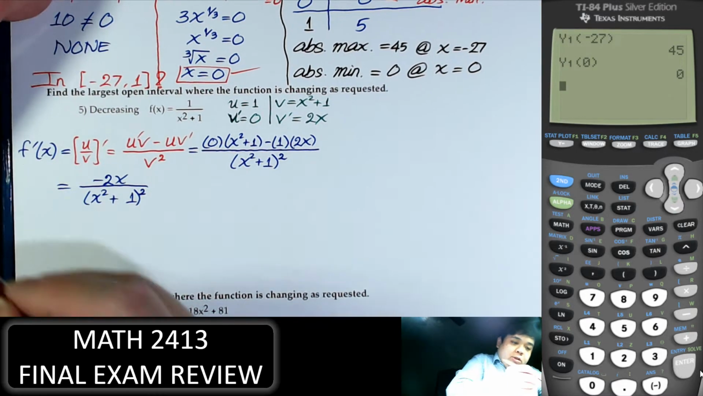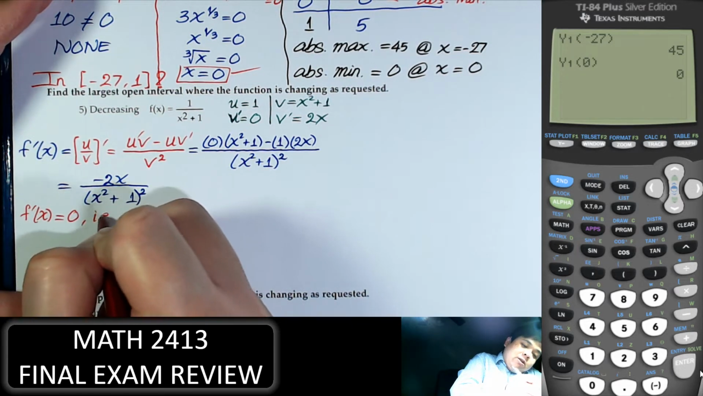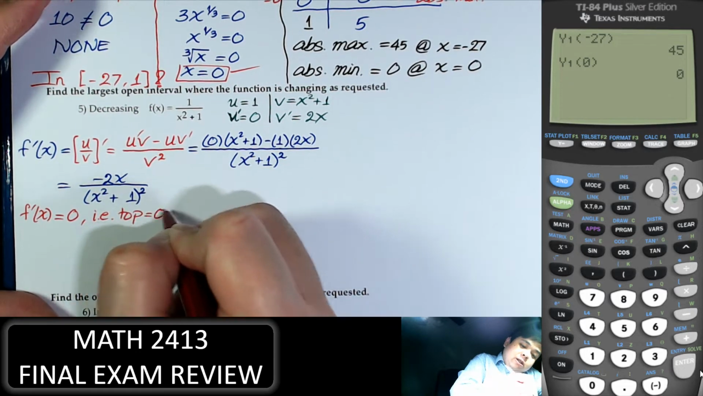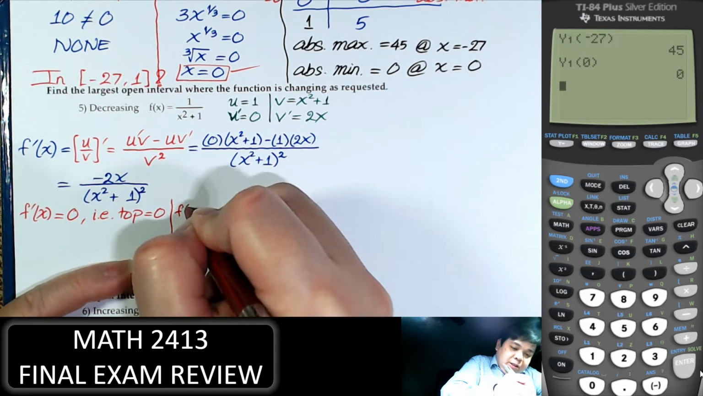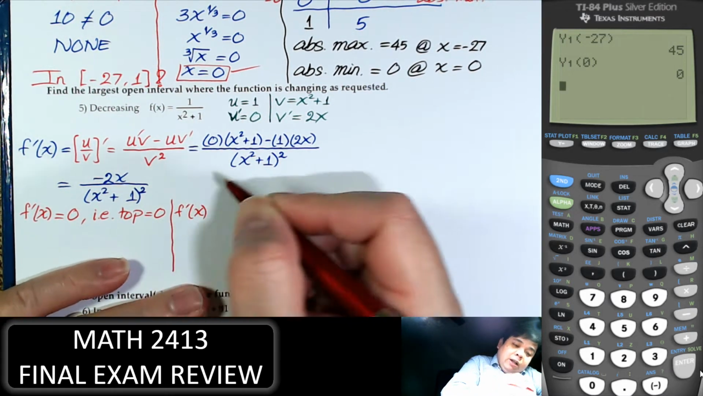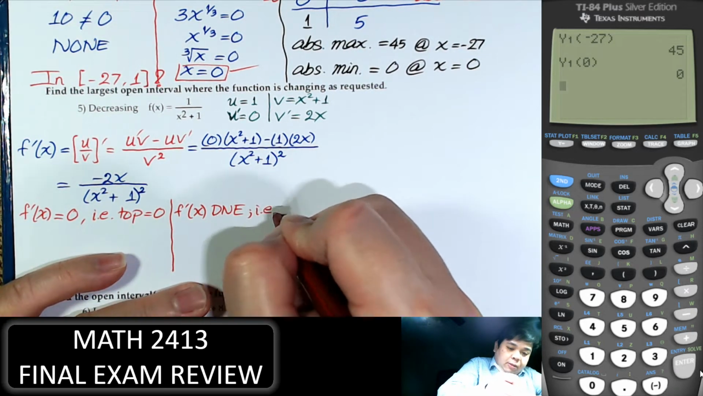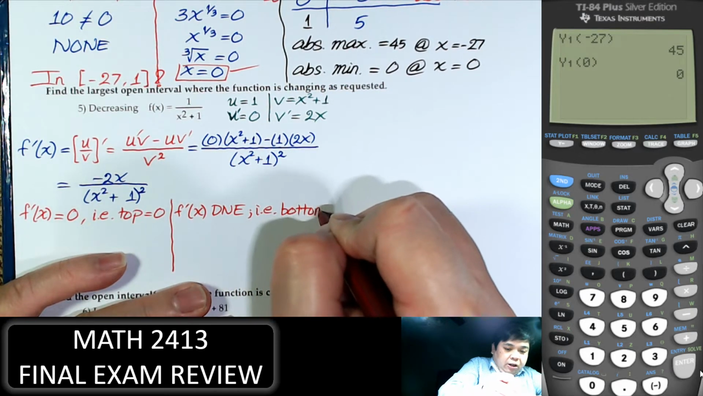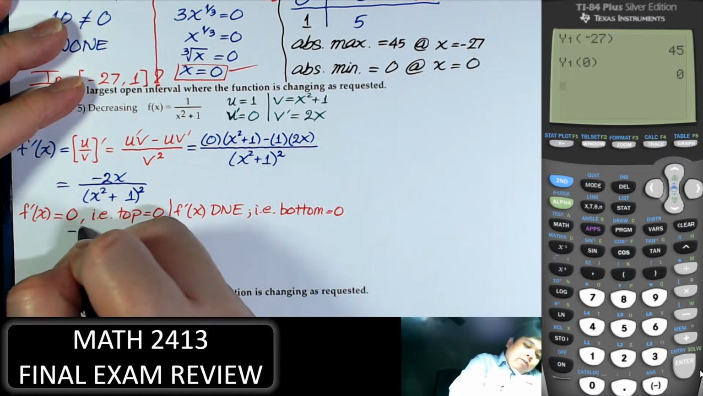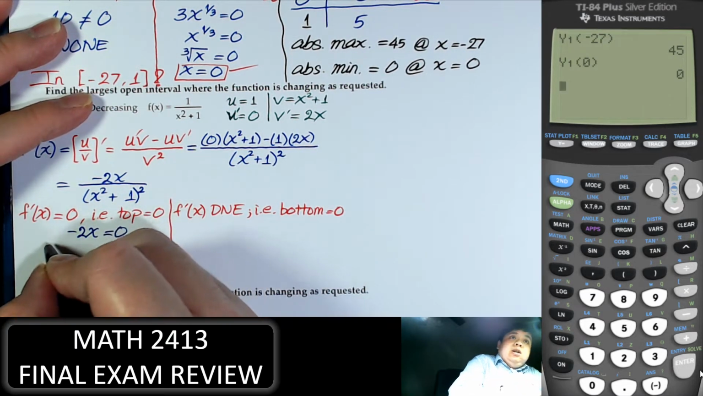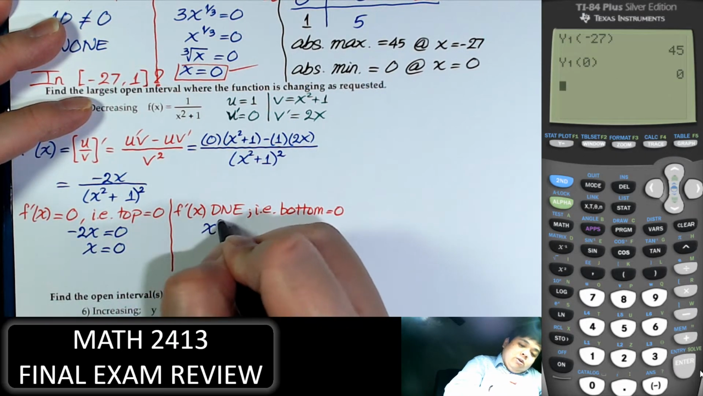Right, now derivative equal to 0, meaning the top is 0, or derivative does not exist, the bottom equal to 0. So if negative 2x equal to 0, divide by negative 2, so x equal to 0. The bottom equal to 0.